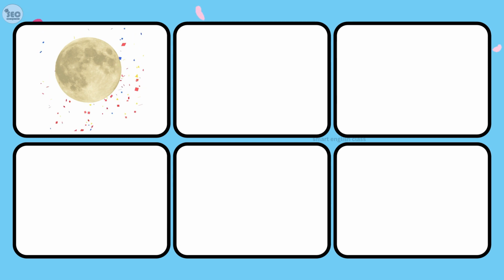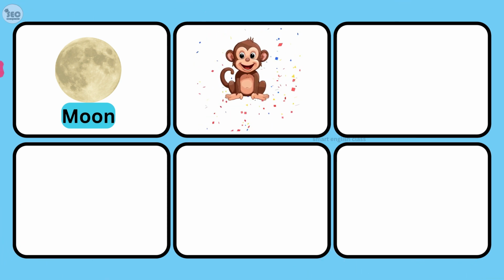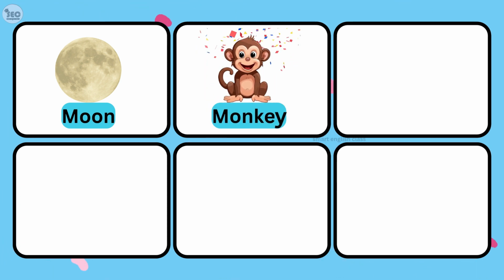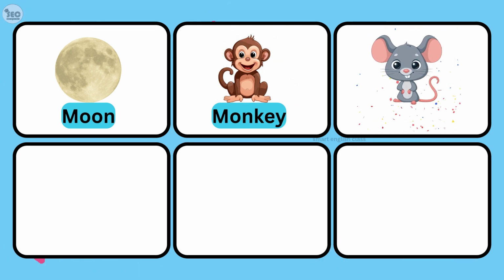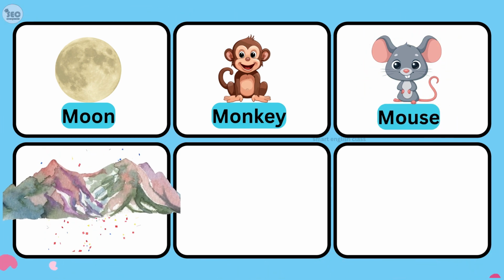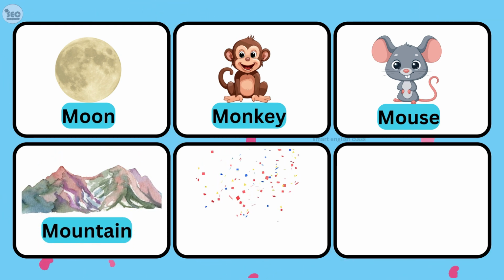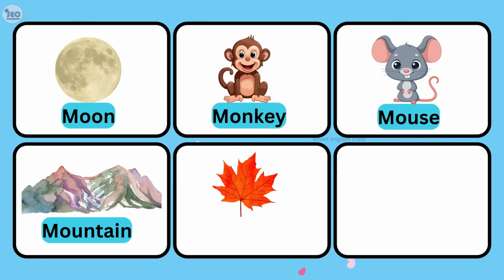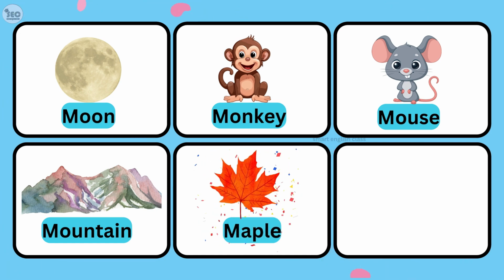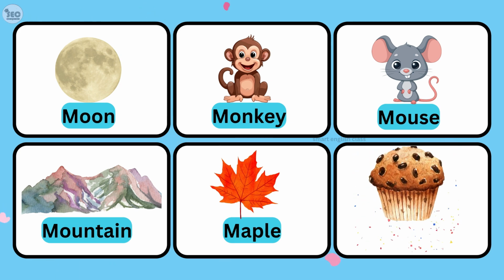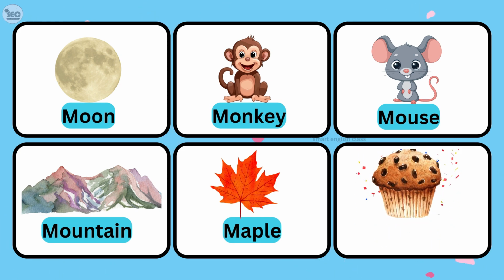M for moon. Moon. M for monkey. Monkey. M for mouse. Mouse. M for mountain. Mountain. M for maple. Maple. M for muffin. Muffin.